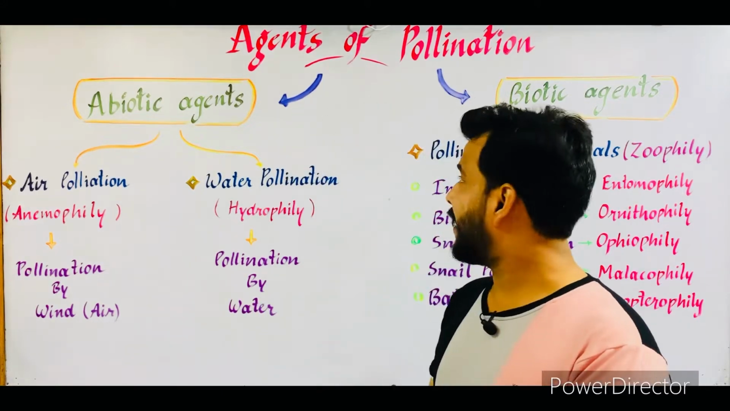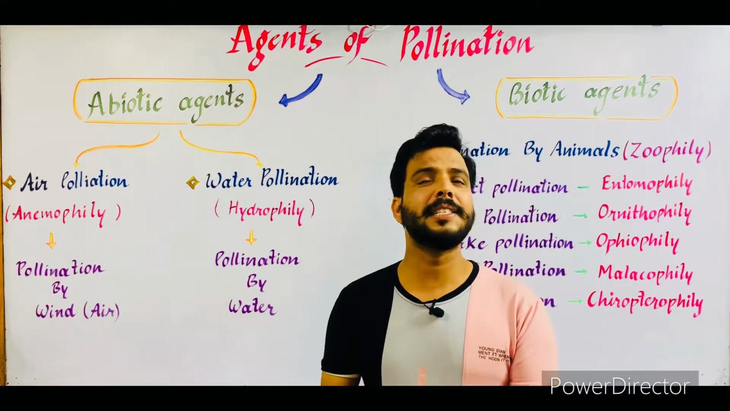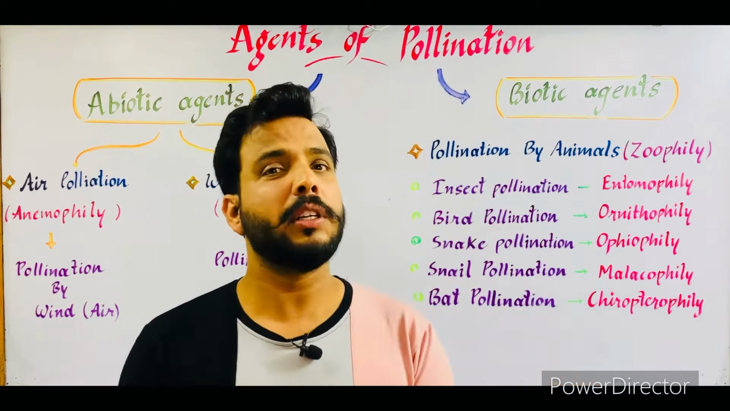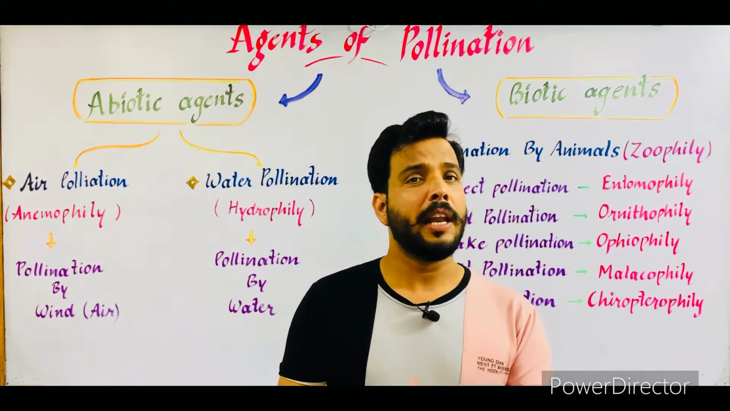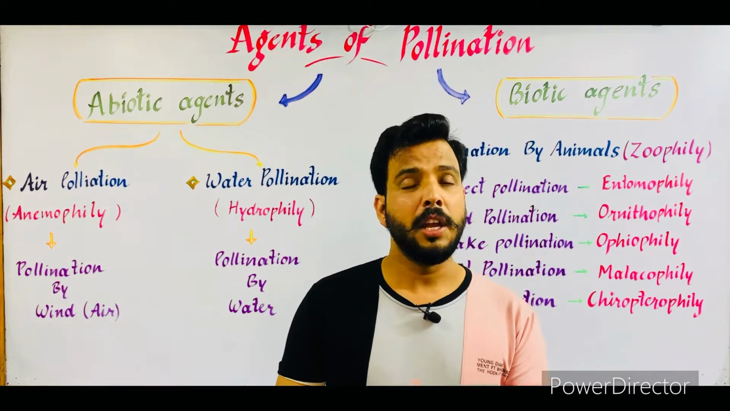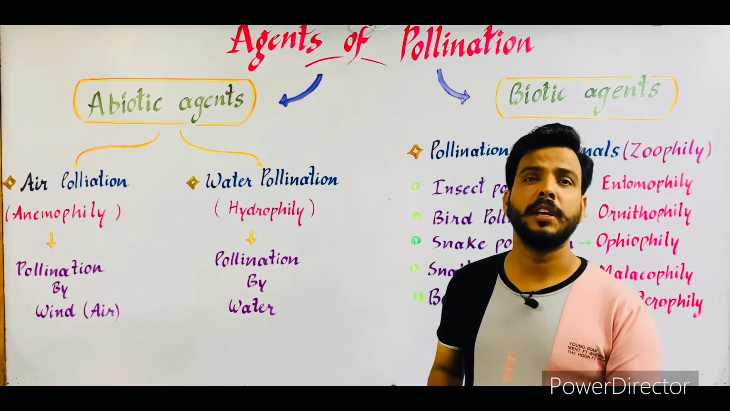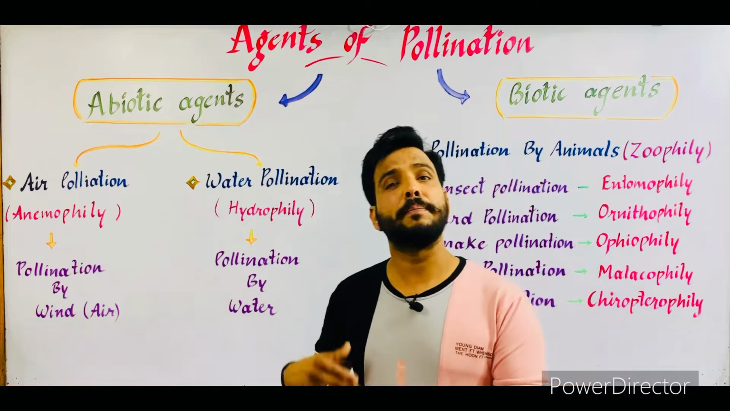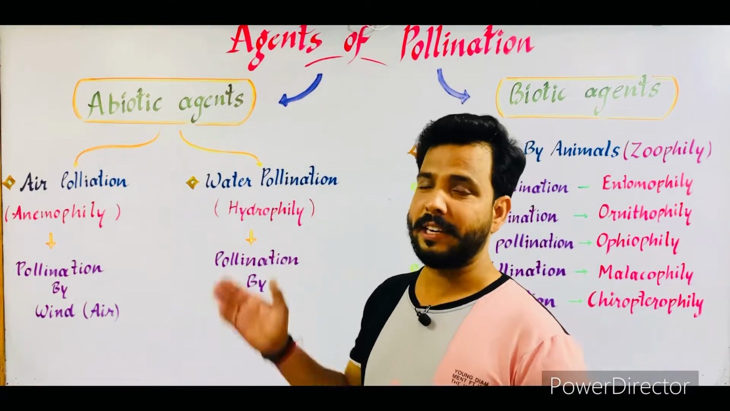Students, in this lecture I will continue the topic of pollination. In my last lecture I described pollination, its definition, and the types of pollination, like self-pollination and cross-pollination. In this video I will tell you about the agents of pollination, meaning the different methods through which the process of pollination takes place. So let's start the video.